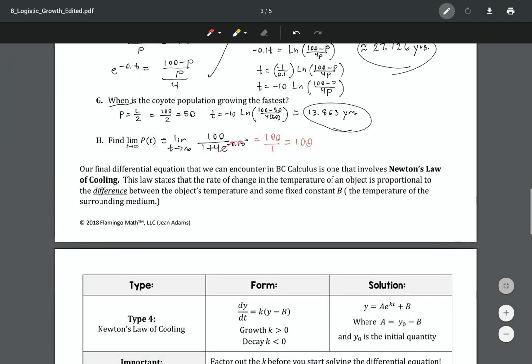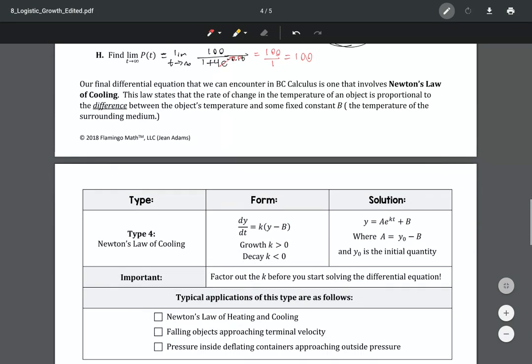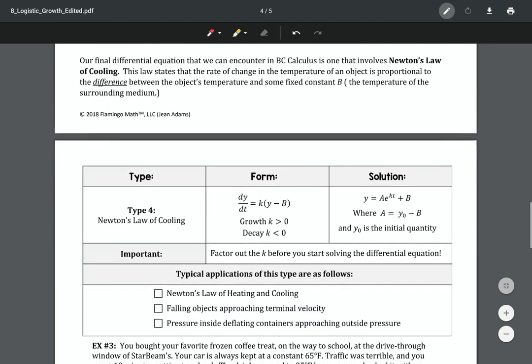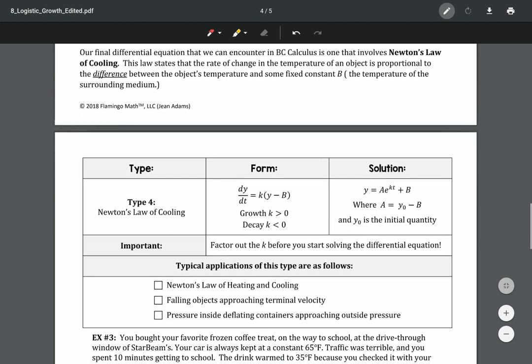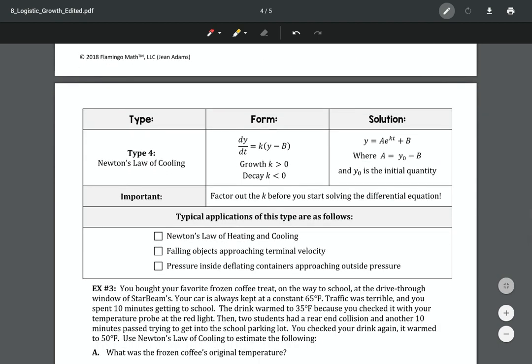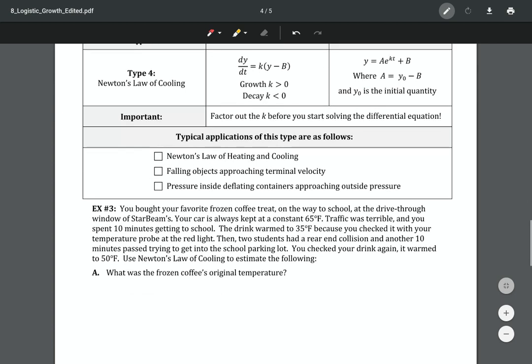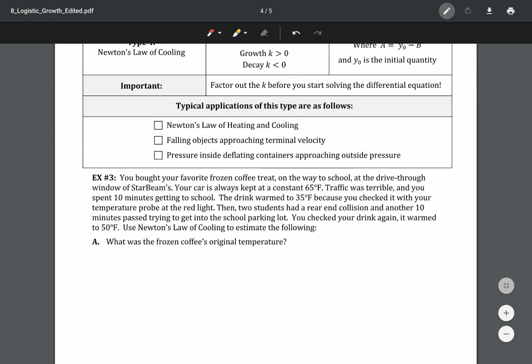All right? So our final differential equation that we encounter in BC involves Newton's law of cooling. This law states that the rate of change in the temperature of an object is proportional to the difference between the object's temperature and some fixed constant. Just like we talked about in the past, if you have some really hot liquid, it's not going to cool beyond the temperature of the room, for example.